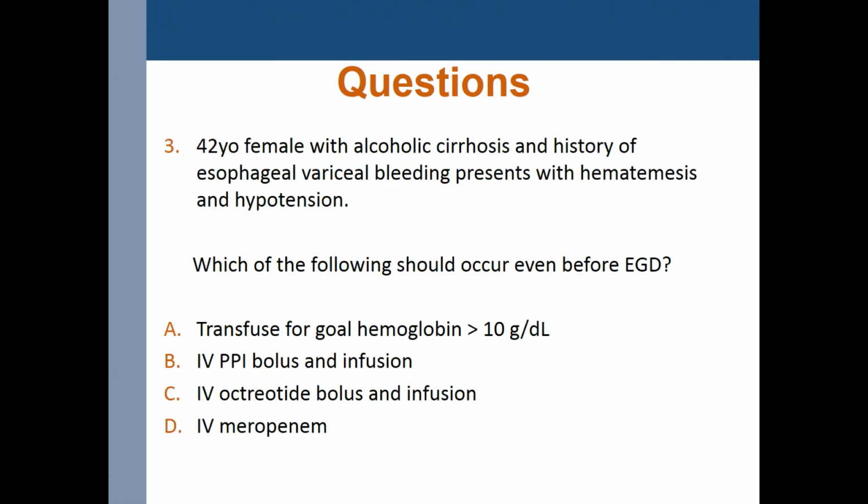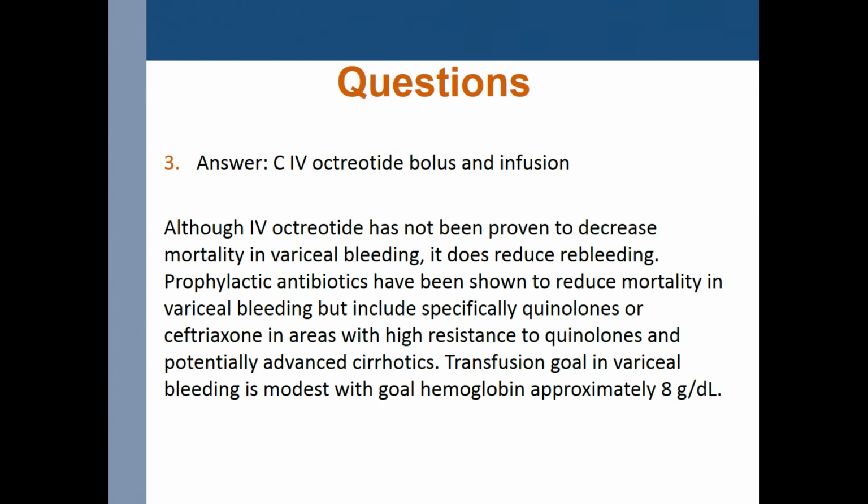Question 3. A 42-year-old female with alcoholic cirrhosis and history of esophageal variceal bleeding presents with hematemesis and hypotension. Which of the following should occur even before EGD? A, transfuse for goal hemoglobin greater than 10 grams per deciliter. B, IV PPI bolus and infusion. C, IV octreotide bolus and infusion. D, IV meropenem. And the answer is C, IV octreotide bolus and infusion.